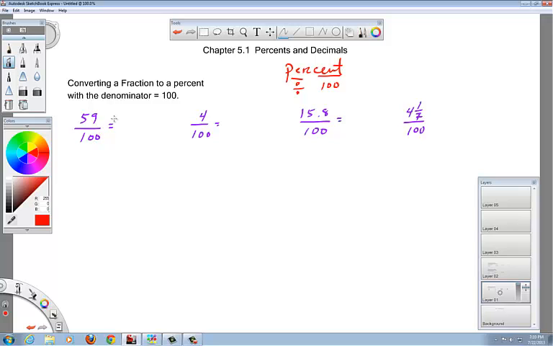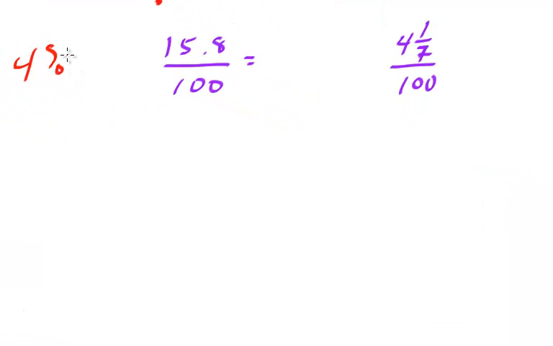59 out of 100 is what percent? Well, since it's divided by 100, it's just the top number. So this is 59%. That is my percent sign. You have to get used to that. 4 over 100 would be 4%. 15.8 over 100 is, of course, 15.8%.